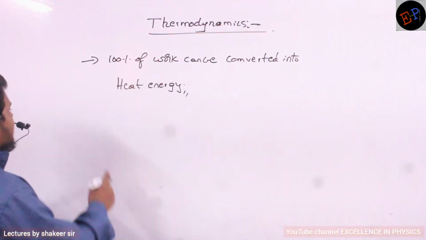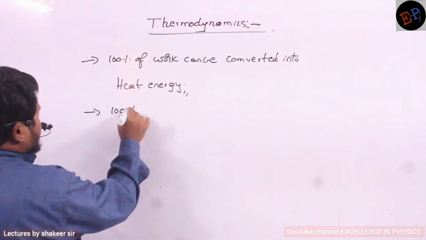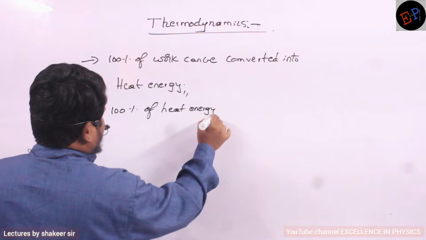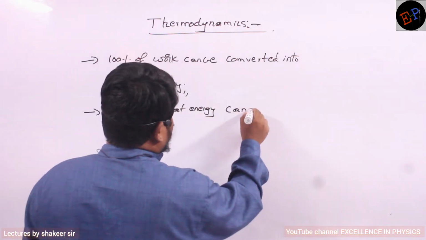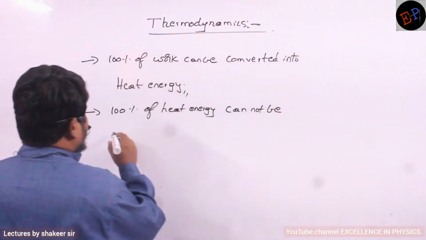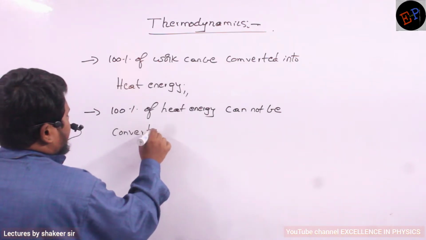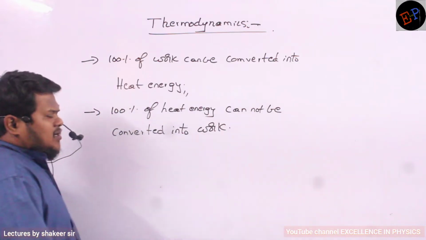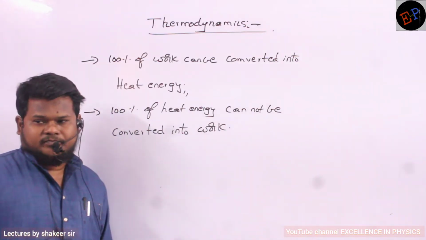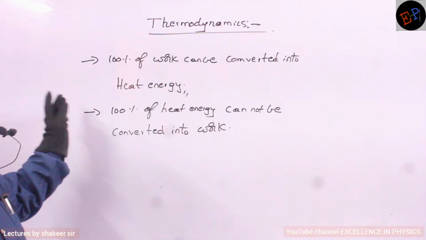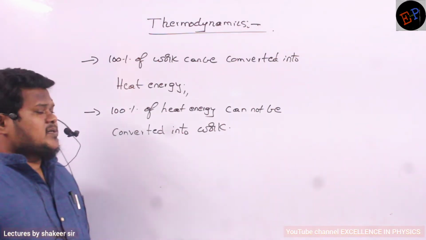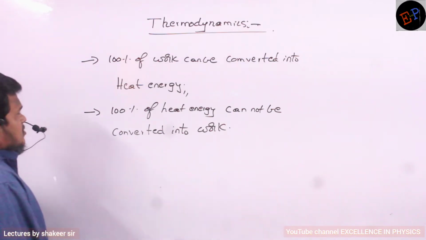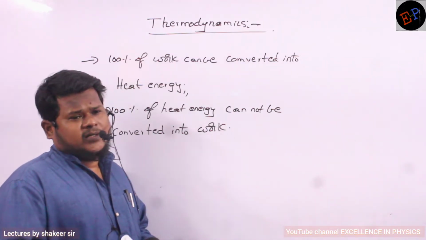But the problem is that 100% of heat energy cannot be converted into work. So definitely there will be some wastage of energy. Are you able to understand? This we will study after completing this topic of thermodynamics. So 100% of work, how can you convert into heat energy?